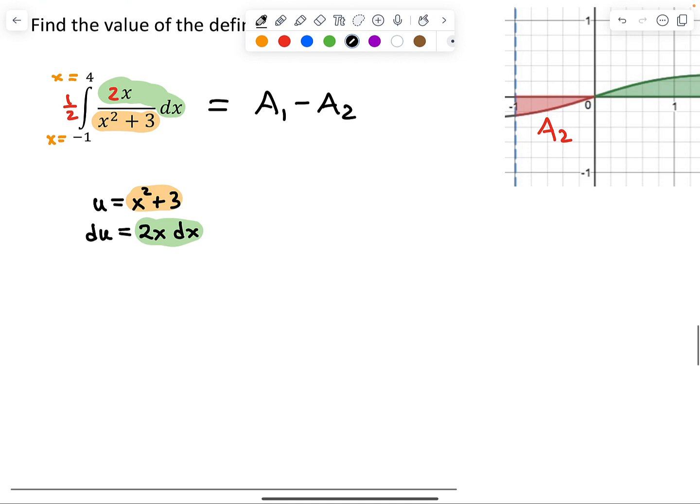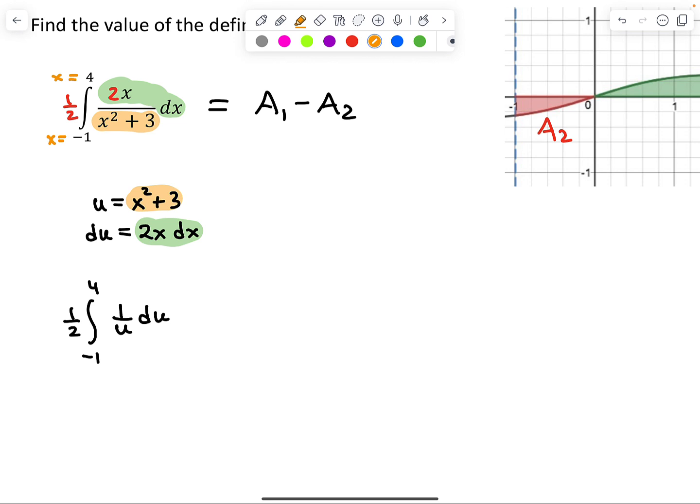So in my next line, I would write the integral. We have the 1/2 in front. I'll pull the du to the side, so we have a 1 over u and then the du. And the question is, what limits should I put here? If I keep this negative 1 and 4, then you have to be careful.